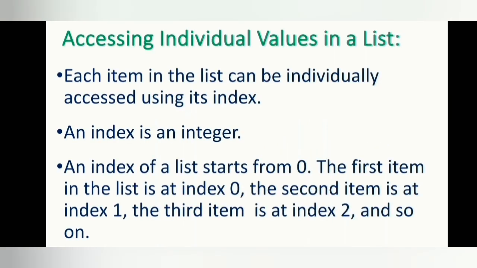Indexing. Accessing individual values in a list. What is an index? Each item in the list can be individually accessed using its index. An index is an integer. An index of a list starts from 0. The first item in the list is at index 0. The second item is at index 1. The third item is at index 2 and so on.